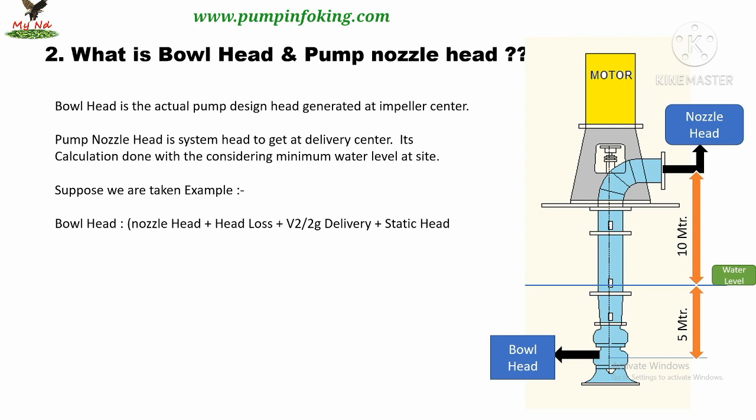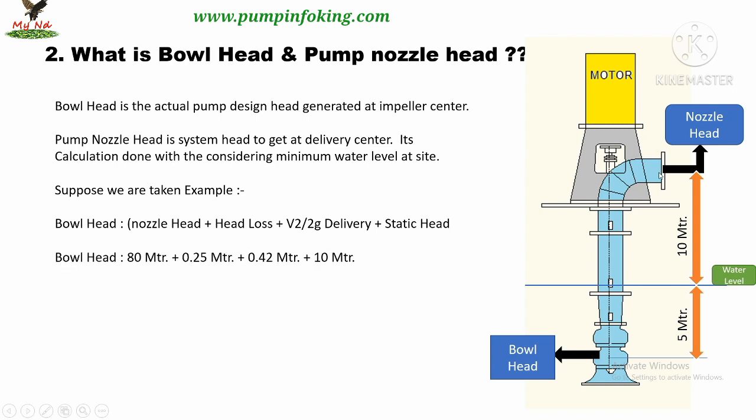Bowl head is equal to nozzle head plus head loss. Head loss means friction loss plus velocity head of the delivery pipe plus static head. Okay, if anybody doesn't know how to calculate the velocity head of the delivery pipe, I already made a video on it. Please watch it. I gave the link in the description.